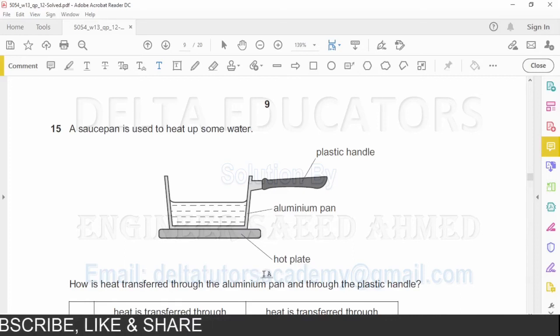So in the aluminum pan the heat energy will be transferred because of the movement of electrons and also because of vibration of the atoms or molecules. Whereas in the plastic handle the heat will be transferred only because of the vibration of the atoms or the molecules. Because in the plastic handle there is no free electron, electrons will be present only in the aluminum pan.